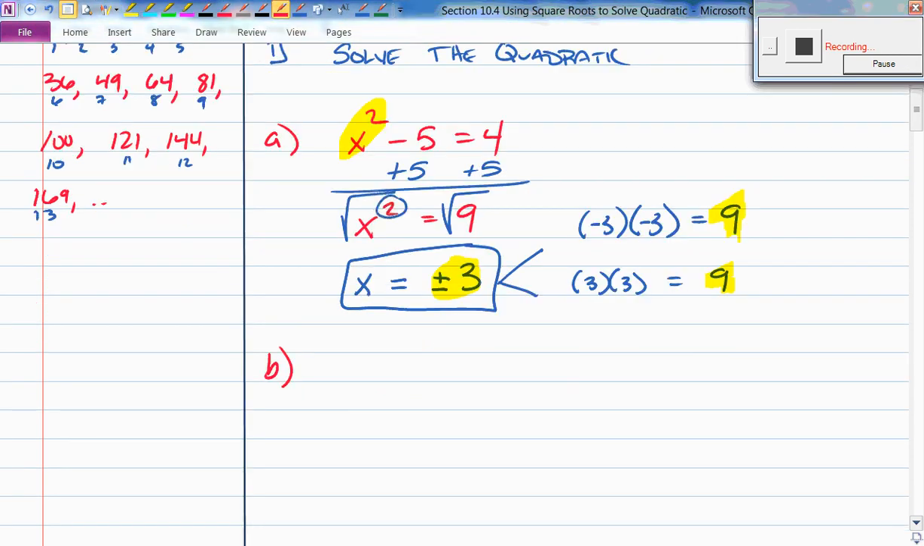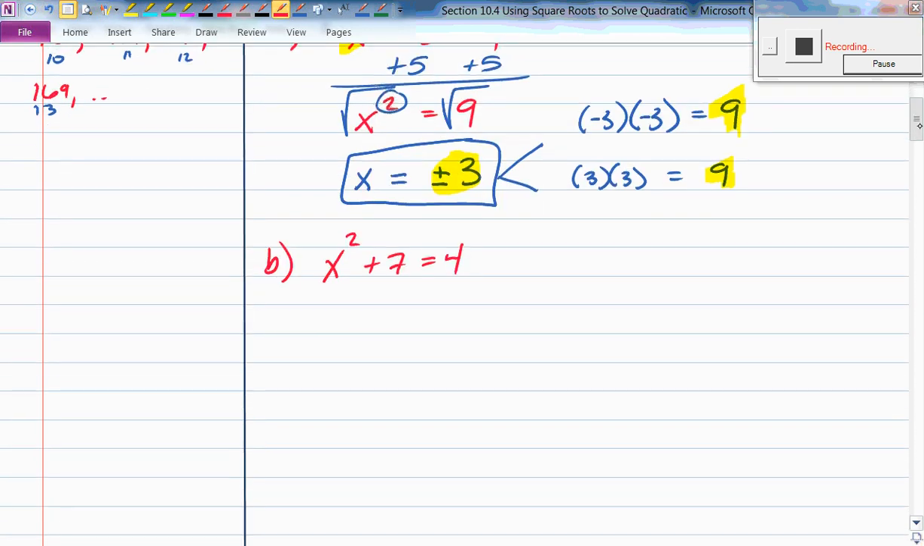Okay, let's do B. Check this one out. What if I said x squared plus 7 is equal to 4? All right, x squared plus 7 is equal to 4. Well, I want to isolate the x squared part. It's a quadratic. So who's got a good idea? Everybody subtract 7, subtract 7. Here we go. X squared is now equal to, what's 4 take away 7? Negative 3.